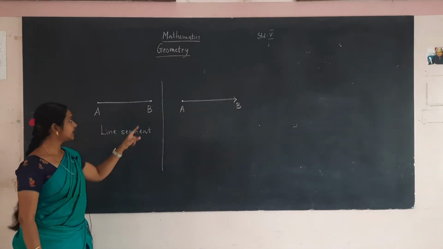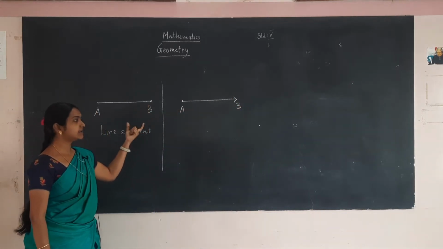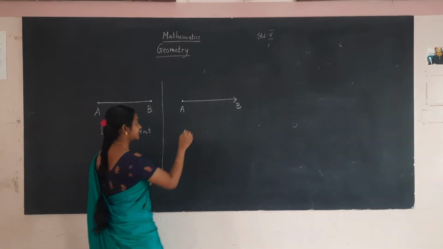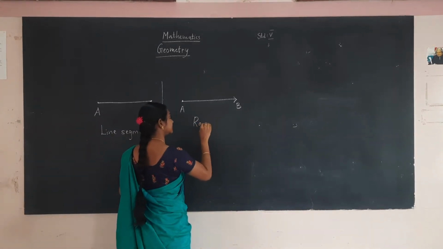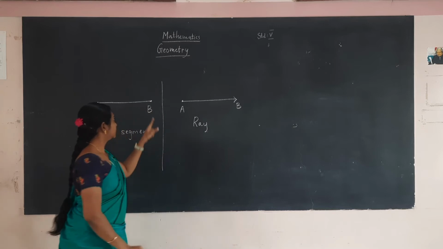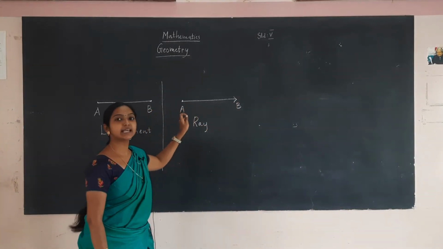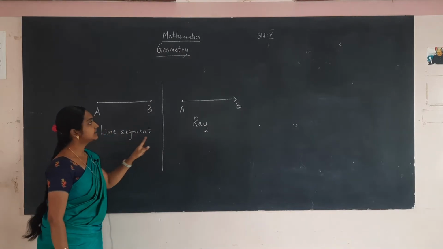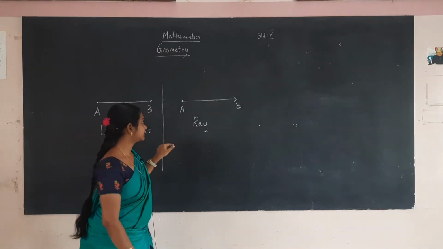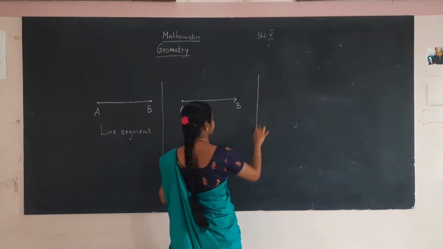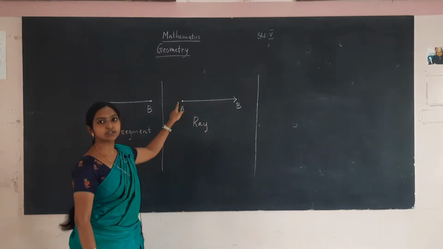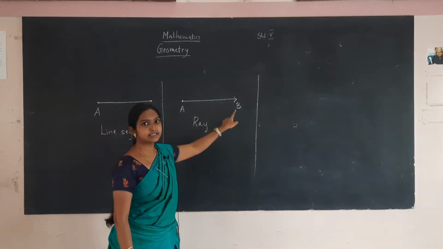If we extend a point in a line segment, then it is called a ray. The point B is extended here. A ray has a starting point but no ending point.